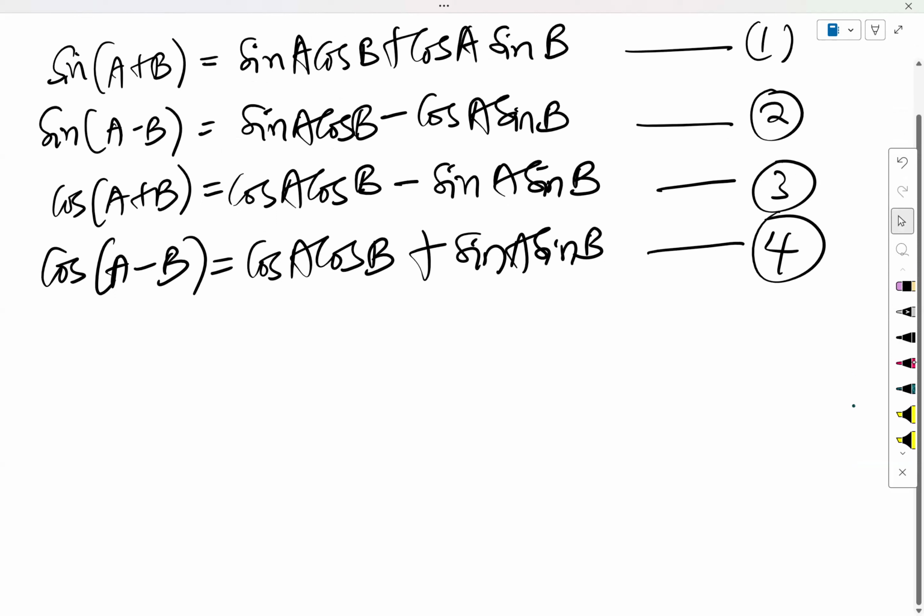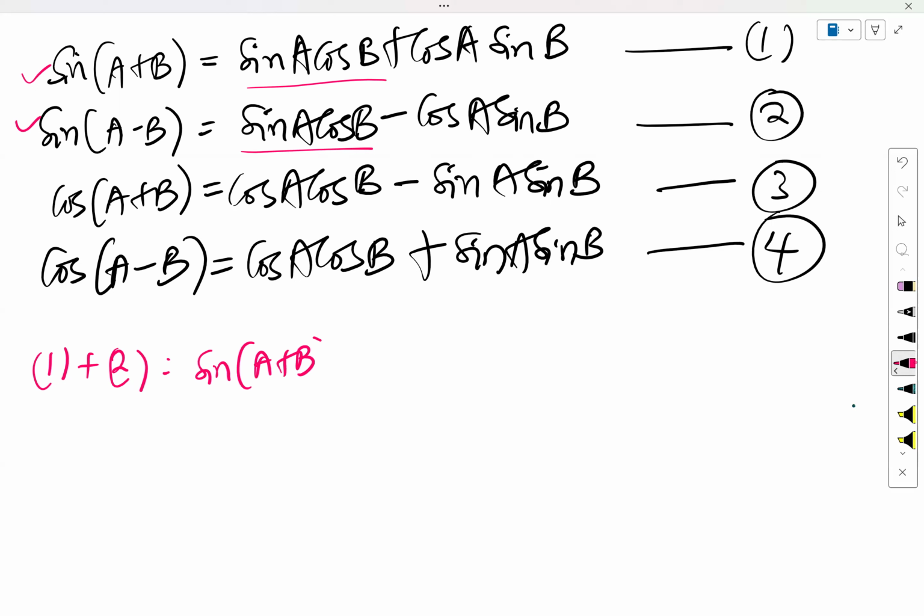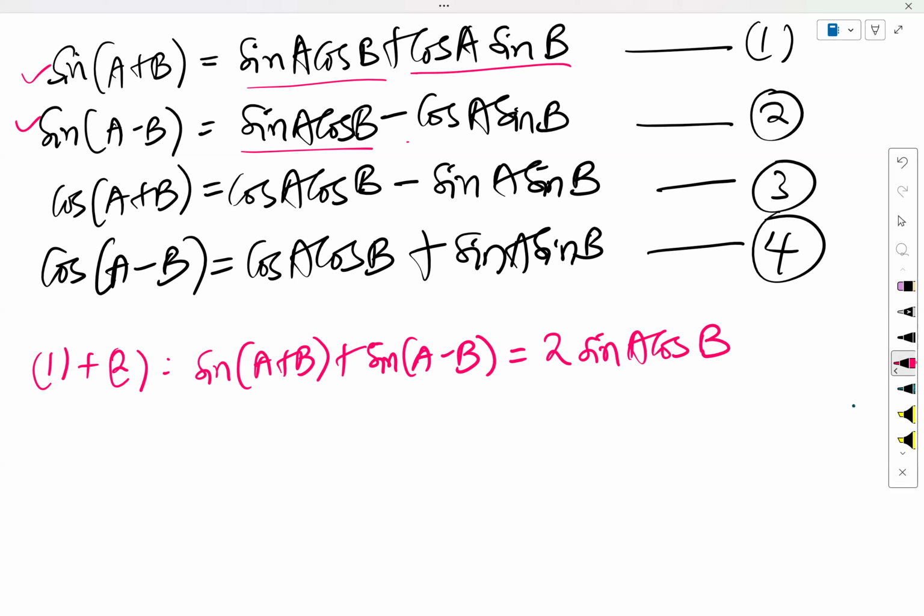So if you look at what we have up there, when we add equation one and equation two together, what happens? That means you have sine A cos B plus sine A cos B. So we have sine A plus B plus sine A minus B equal to sine A cos B plus sine A cos B, that's 2 sine A cos B. Whereas cos A sine B plus cos A sine B, that's 0, so that will just cancel out. So we have that sine A plus B plus sine A minus B is the same thing as 2 sine A cos B. Call that equation 5.